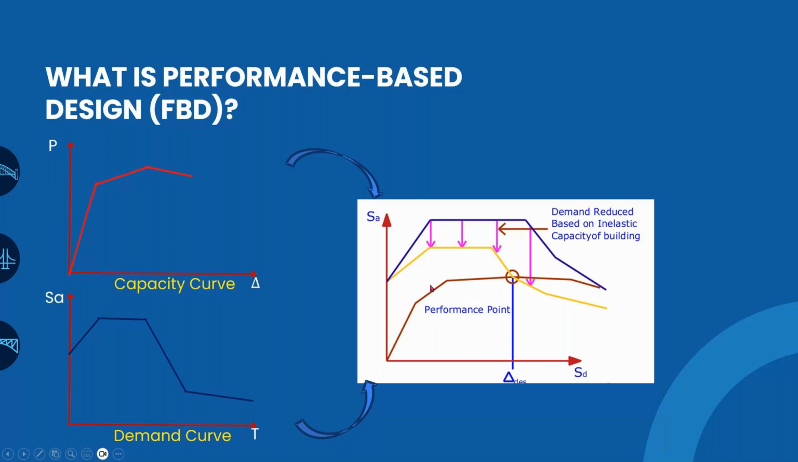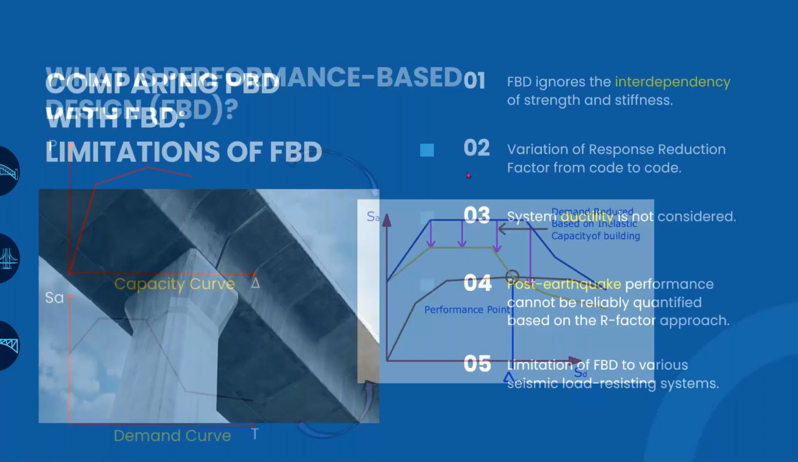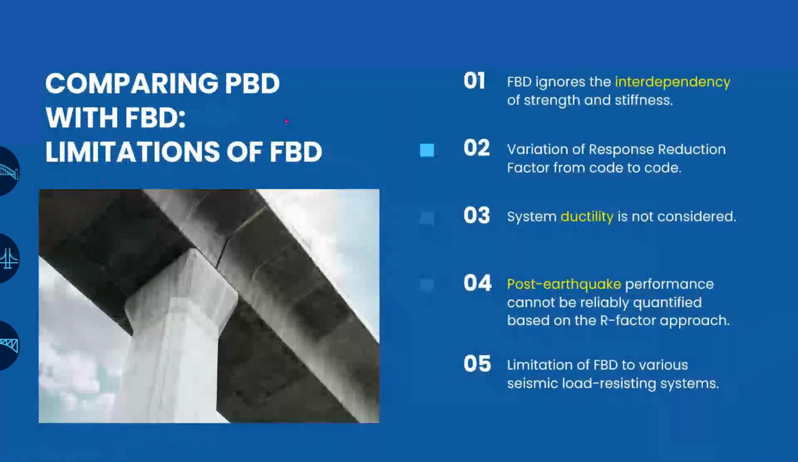So this is the theoretical concept that we are having with respect to performance-based design. But now let us first compare PBD and FBD together, and find out the limitations of FBD. As we have discussed, the FBD completely ignores the interdependency of the strength and the stiffness. So the response reduction factor varies from code to code, and there will be different structural performance under different codal recommendations.